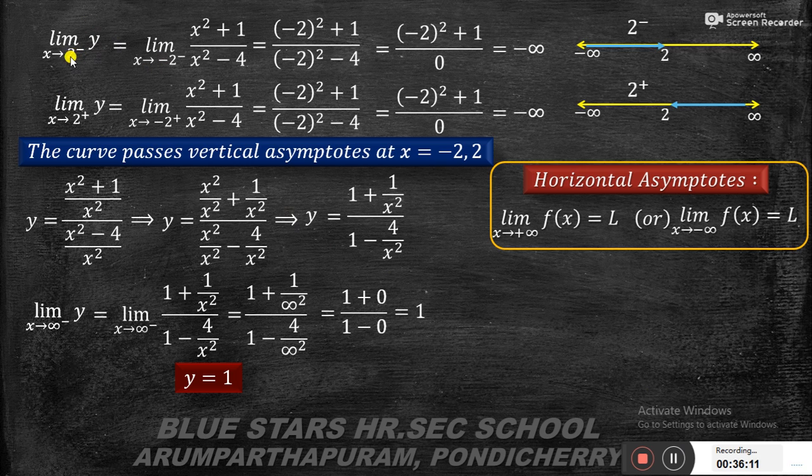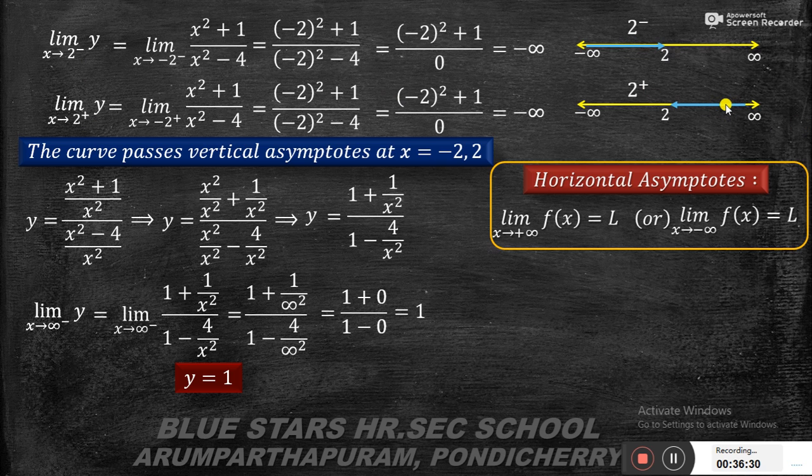So now we calculate plus 2: the left limit and the right limit at plus 2. So 2 minus represents the left limit. Left limit means it is the negative side. This is the left limit, this is the right limit. 2 plus means it is the right limit.